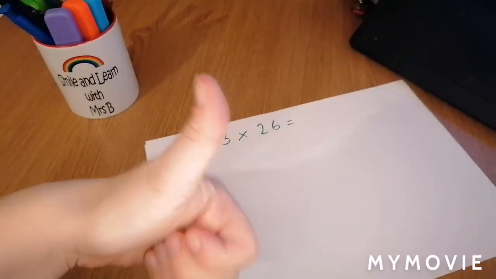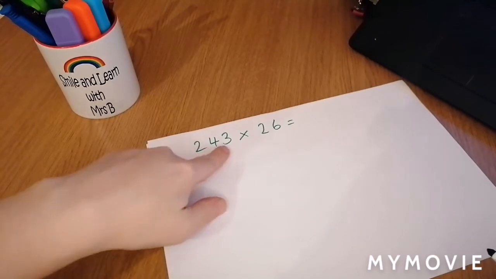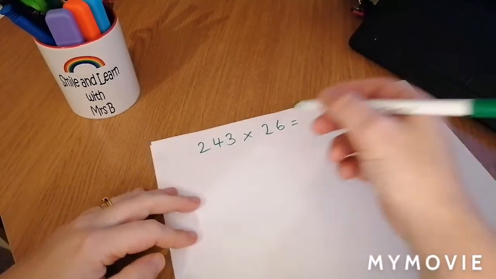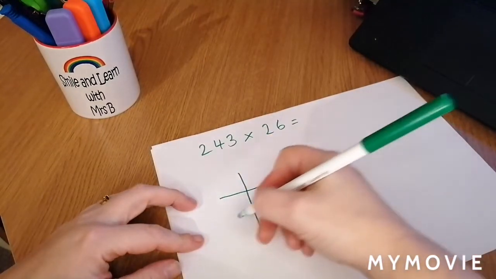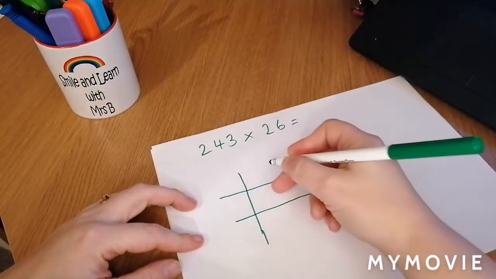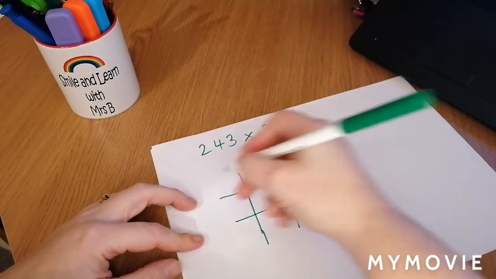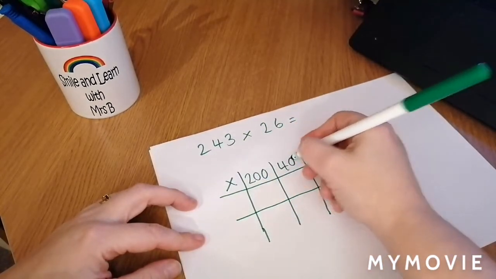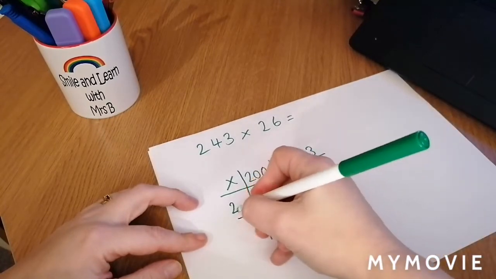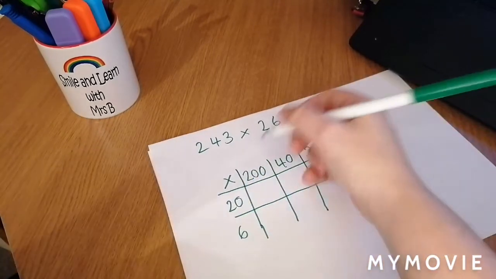Okay, here we are again. 3 digits multiplied by 2 digits this time. Okay, so again we need a grid, but this time our grid's going to be bigger. So we're going to have 3 columns for the hundreds, 200, tens and the ones, and 26 is 20 and 6.